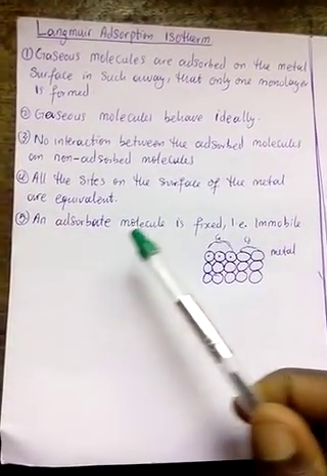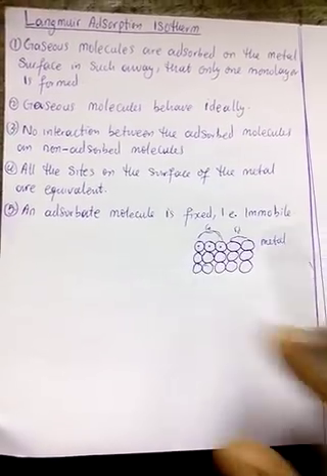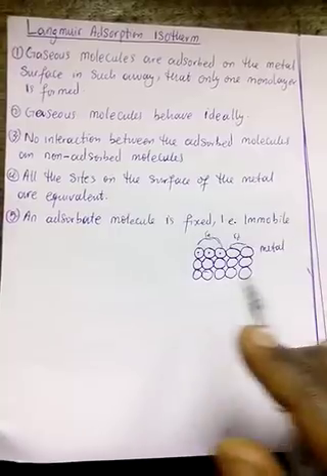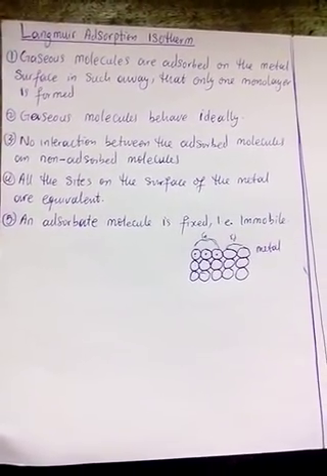So an adsorbed molecule is fixed. When a metal surface is adsorbing, the molecule will be fixed on it. It will not move from one atom to another because the atoms are very closely packed together.